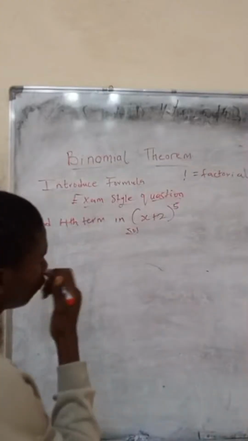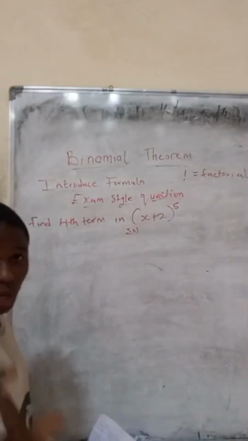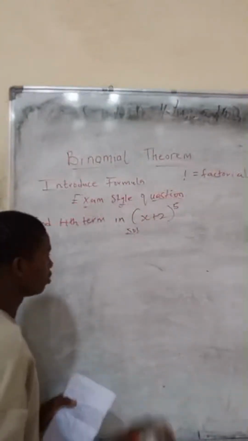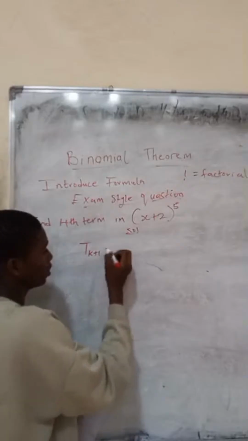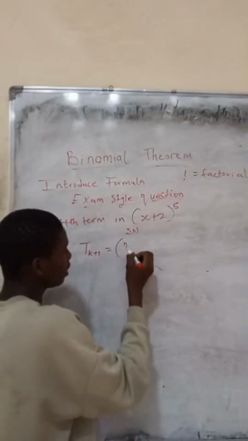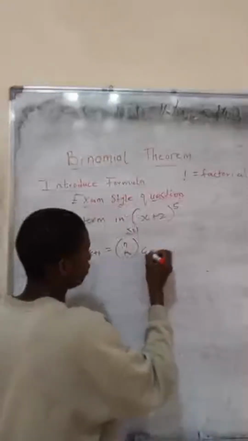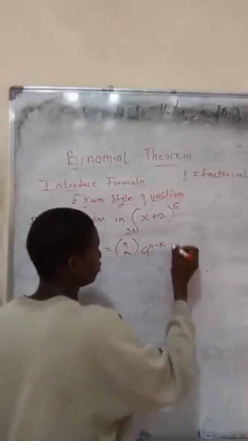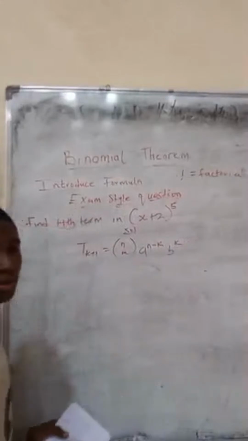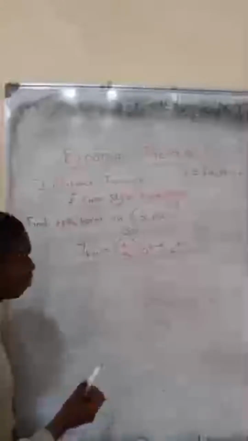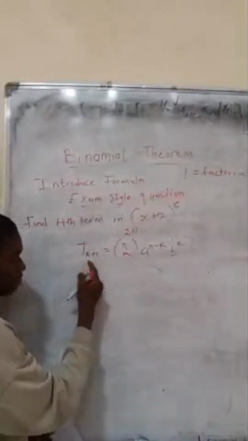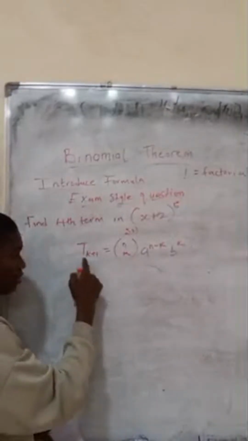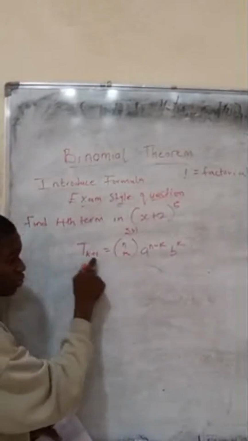5. So if I'm looking for the fourth term of this, we're still going to apply that same formula, if you remember. So the formula is T k plus 1 is equal to n choose k, a raised to n minus k, b raised to the power of k. So this is the formula. Since they say we should look for the fourth term, this point here is supposed to be the one carrying 4.